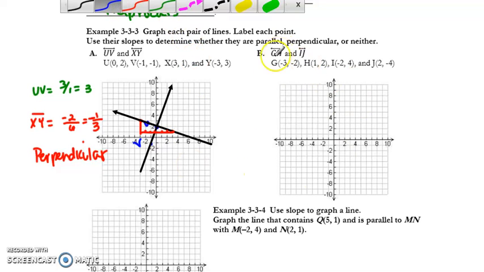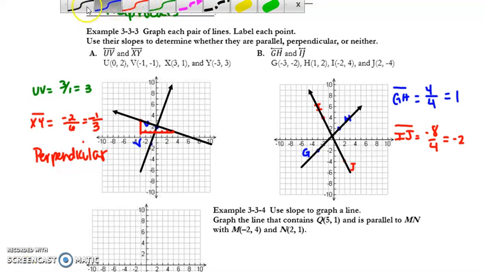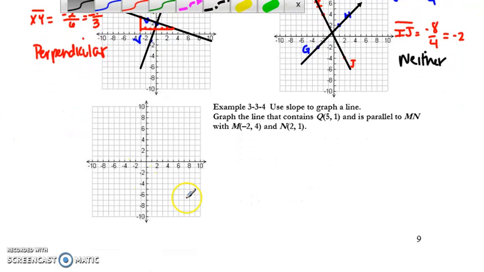All right, so go ahead and try this one. Graph GH's line and graph IJ's line, and then look at their slopes, and then double check, push play, and check when you're ready. All right, so for the slope for GH, rise 4 over 4, that's 1, reduces 2. This one you're going to go down 8 and right 4, which is negative 2. So those are actually neither. They are not the same, and they are not opposite reciprocals. So they are neither.